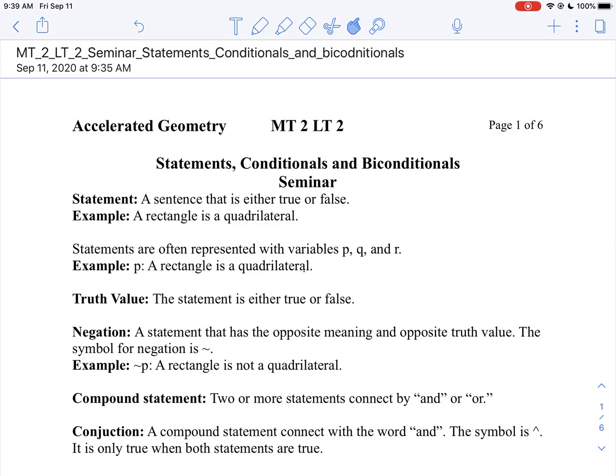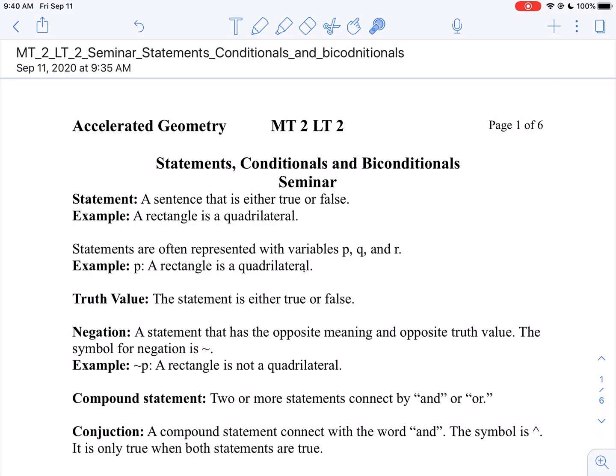Statement, truth value, negation, compound statement, conjunction, disjunction, conditional statement, if-then statement, hypothesis, conclusion, related conditionals, converse, inverse, contrapositive, logically equivalent, and biconditional statements. So we're going to do a lot of vocabulary in this lesson. Not so much hard math or long problems, but more short problems with a lot of vocabulary. So let's get started here.